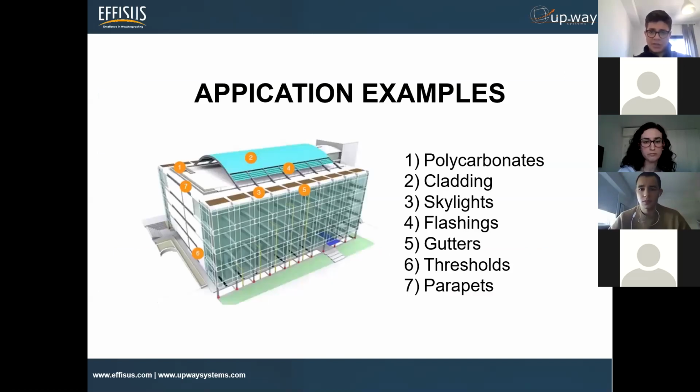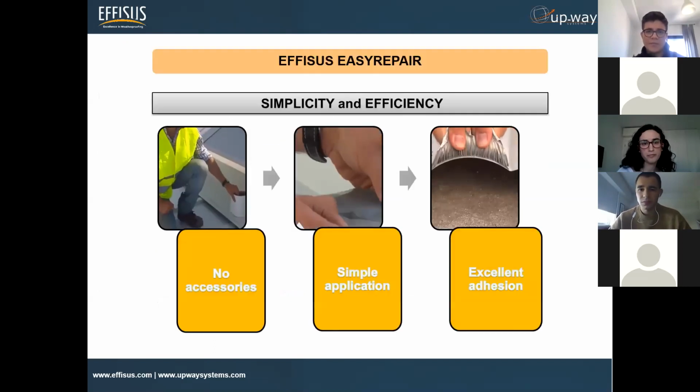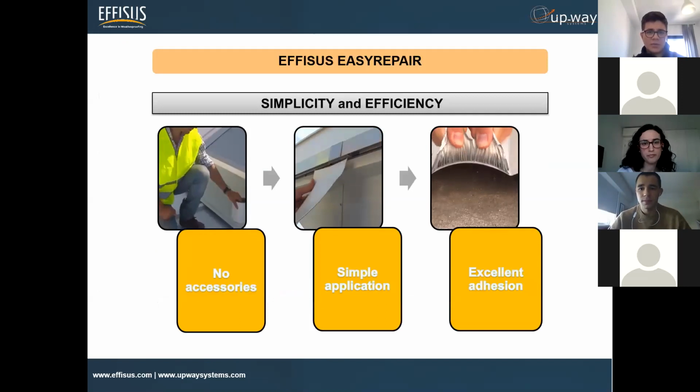Here are some application examples. Again, we're focusing on aluminum and glass, but here you can see how versatile the product is, so you can apply it in all situations. Skylight, flashing, threshold, carpet, walls, pretty much everything. Here are some characteristics of the product.